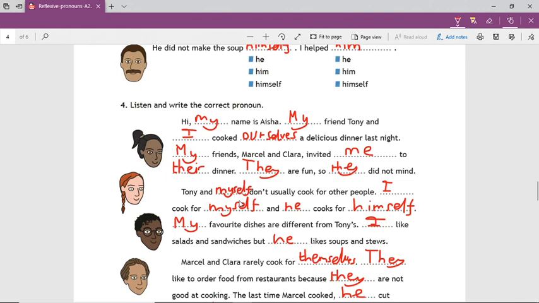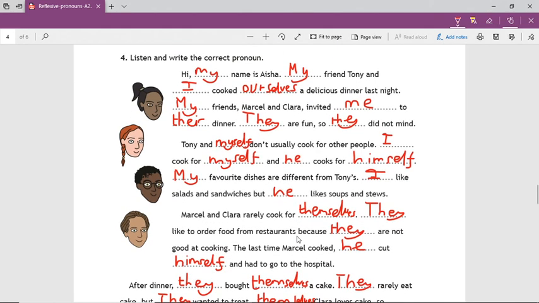And finally, we're looking at the correct pronoun in this situation. So it was: Hi, my name is Aisha. My friend Tony and I cooked ourselves a delicious dinner last night. My friends Marcel and Clara invited me to their dinner. They are so fun, so they did not mind. Tony and myself don't usually cook for other people. I cook for myself and he cooks for himself. My favourite dishes are different from Tony's. I like salads and sandwiches, but he likes soups and stews.